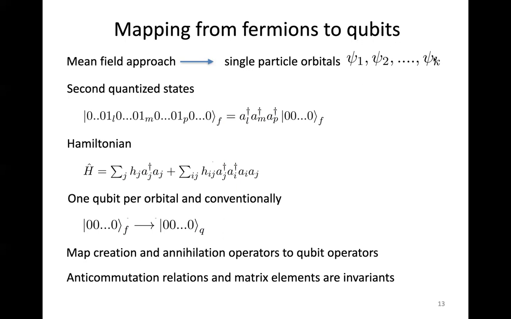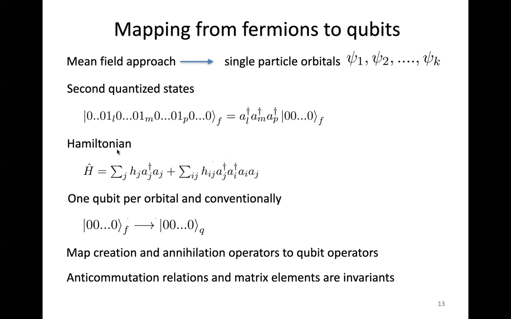And once we have these orbitals, we can go to the notation which in physics is called second quantization, where the quantum state of the system is represented as a set of creation operators which act on a vacuum, a fermionic vacuum. In some sense, the fermionic vacuum is a state of zero electrons, and the fermionic creation operators just create electrons in the p orbital, then in the m orbital, and then in the l orbital. That's basically how we can think of these quantum states.